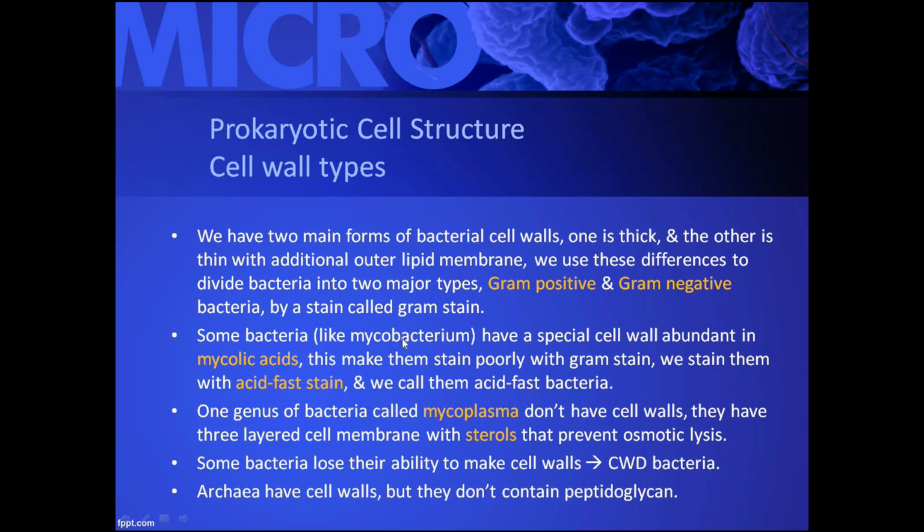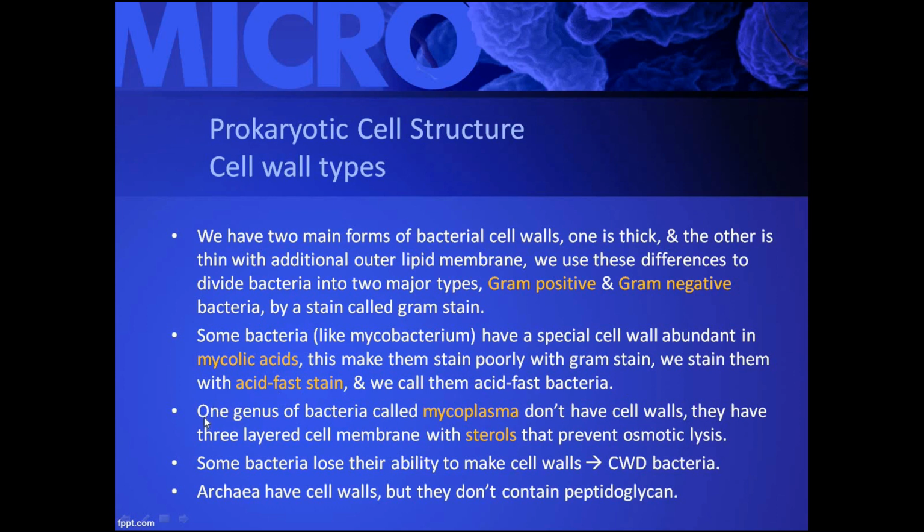But some bacteria, for example the Mycobacterium, have a special cell wall, abundant in mycolic acids, and this makes them stain poorly with a gram stain. We use a different stain called acid-fast stain, and we call these bacteria, for example the Mycobacteria, acid-fast bacteria.